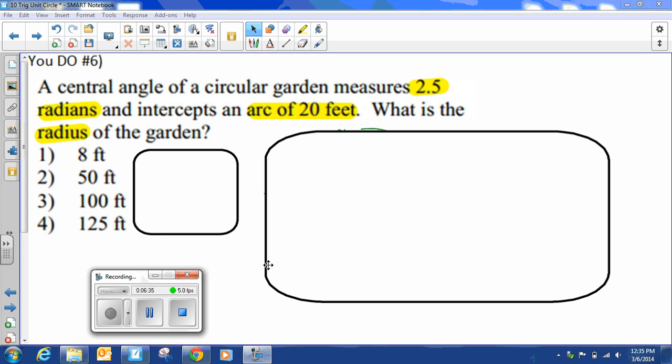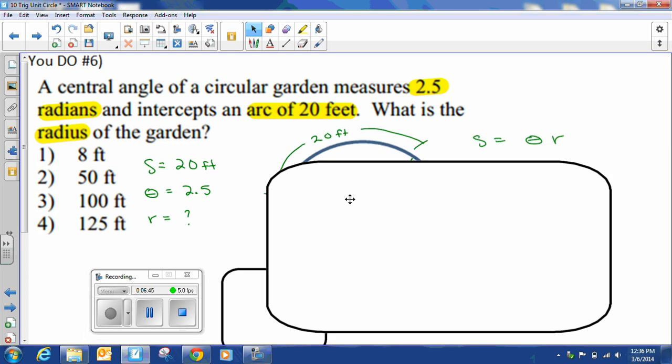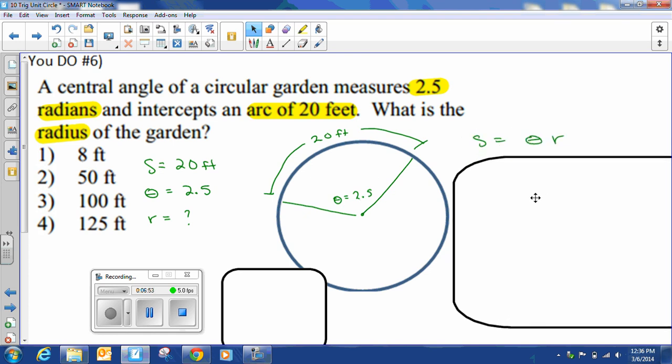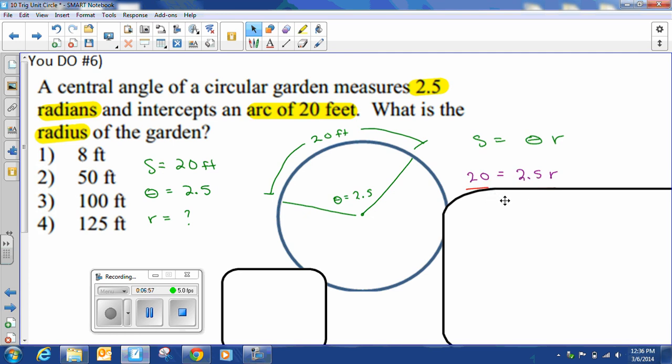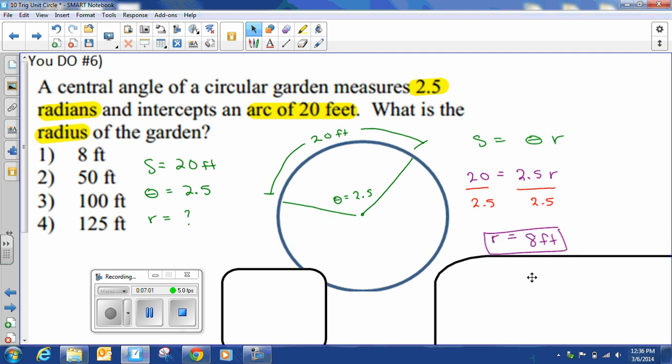Number 6, a central angle of a circular garden measures 2.5 radians and intercepts an arc of 20 feet. There's our given information. What is the radius of the garden? Here's the picture that goes along with it. Here's 20 feet. Here's the radians. And we plug it into the formula, S equals theta r. 20 equals 2.5 r. We divide both sides by 2.5, and our final answer is 8 feet.